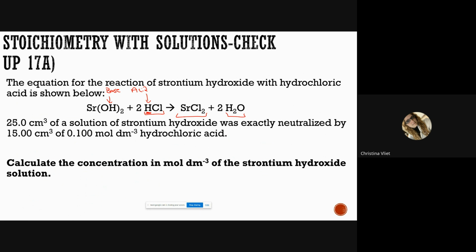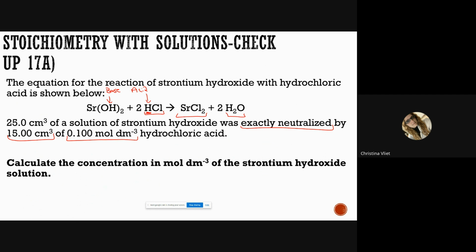But let's take a look at this neutralization reaction first to see what kind of math you could be asked for here. It tells you have 25 centimeters cubed of a solution of strontium hydroxide and that you exactly neutralized that. That means that you got to the equivalence point, the moles of acid equals moles of base, when you have 15 centimeters cubed of a 0.1 molarity hydrochloric acid. The question is asking you, what is the concentration of strontium hydroxide?